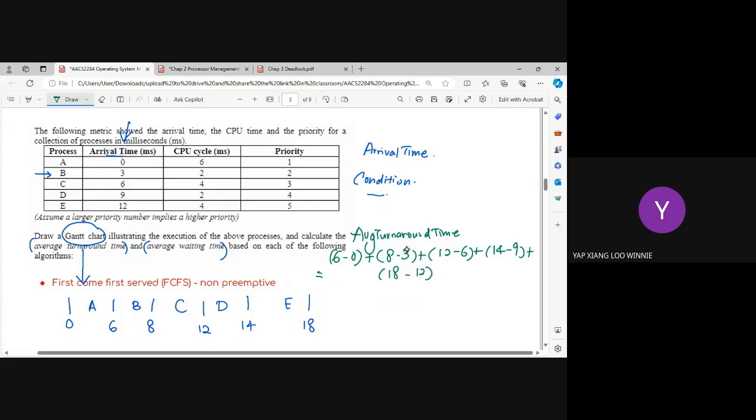Now you want to calculate the average. You add on all of them first, all of the turnaround times, you add them up together, the sum of it, and divide by how many processes there are. So over here A, B, C, D, E, 5 processes, so I divide by 5.